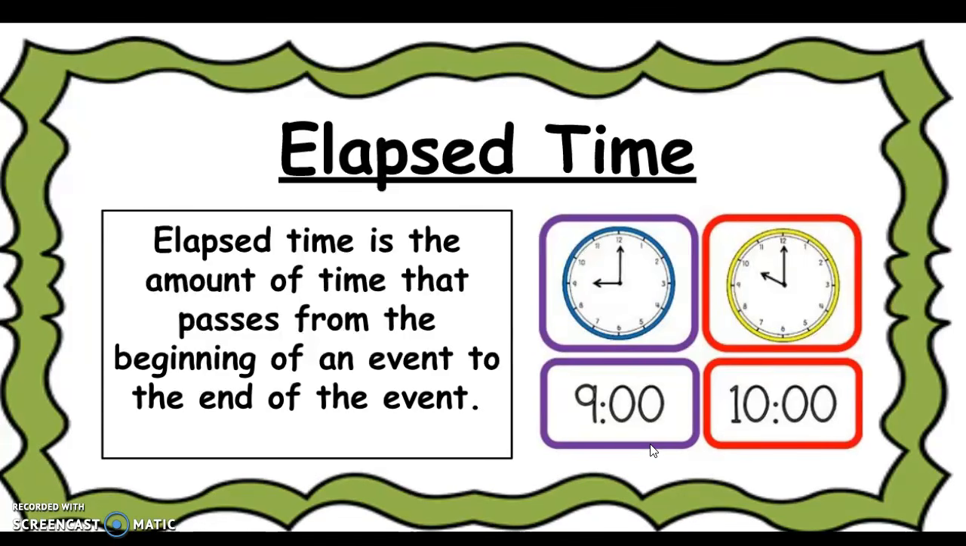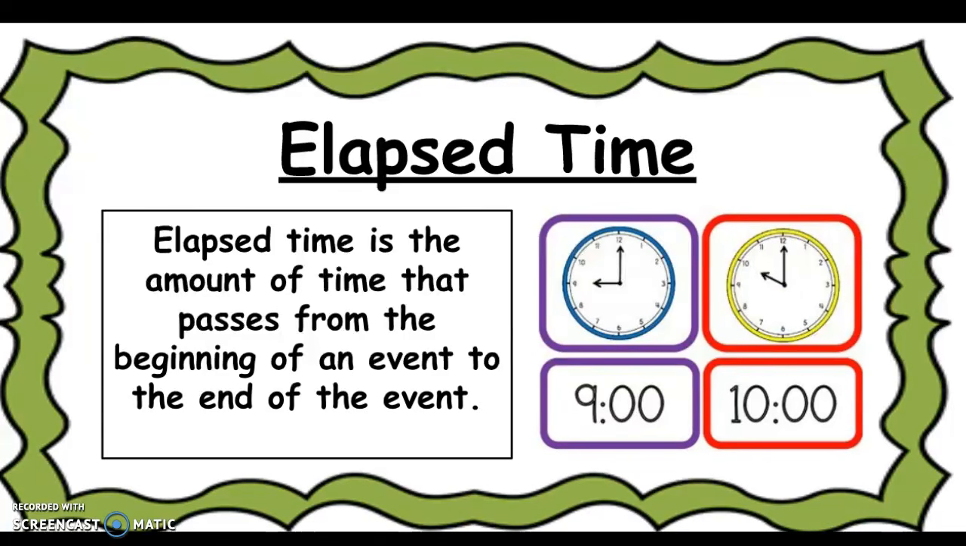For our purposes, let's say that I had a friend come over for a play date, and my friend arrived at 9 o'clock in the morning. You can see up here that sure enough, my clock says 9 o'clock. Let's say that their mother said that they had to be home by 10 o'clock in the morning. So our red clock shows when our play date ended. And sure enough, our clock says 10 o'clock.